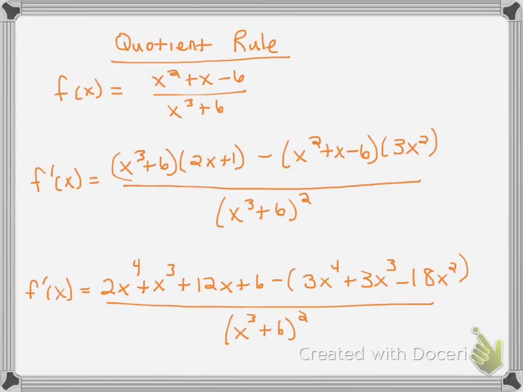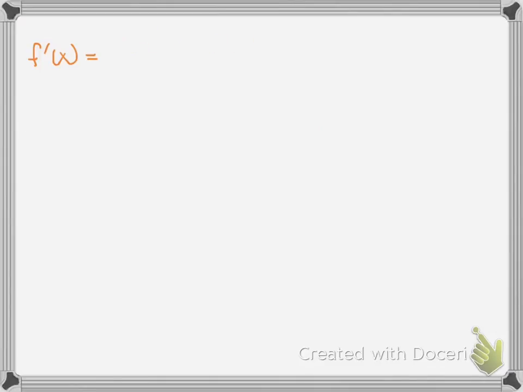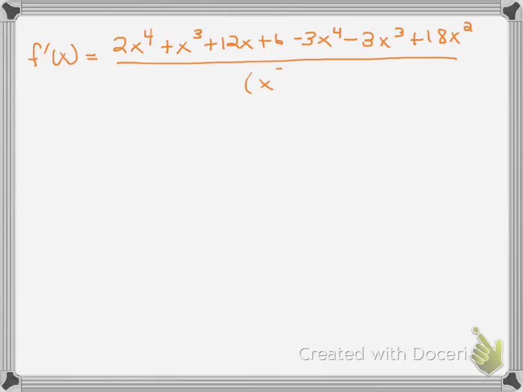Right? Now, on this next page, I'm going to subtract all of these terms. I'm going to start to combine everything, and then we're going to get our final answer. So now I'm going to rewrite it all. That is my first part, which was the 2x to the fourth plus x cubed plus 12x plus 6. Now I'm subtracting each of those terms. So I subtract my 3x to the fourth, minus my 3x cubed. Now I'm adding my 18x squared. And that's still being divided by my bottom function squared.